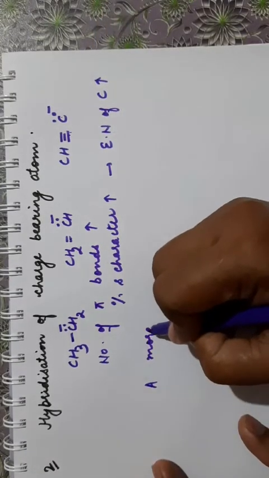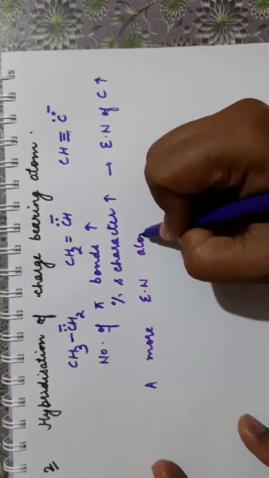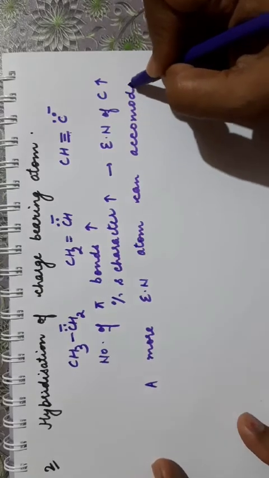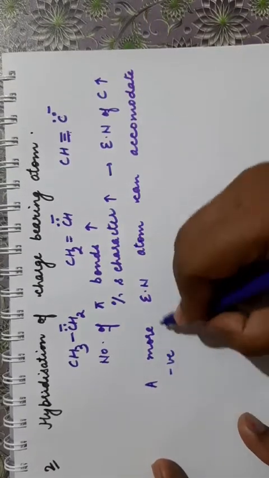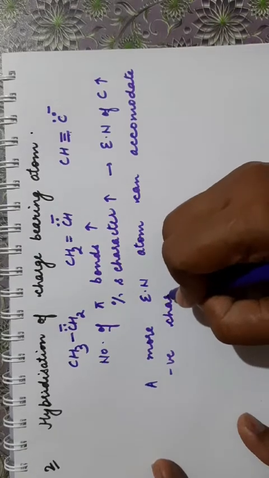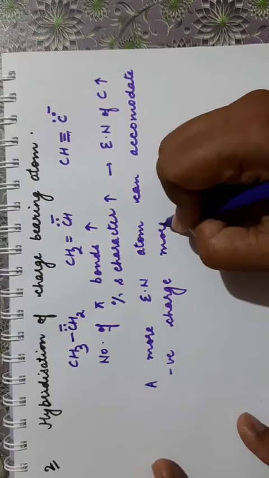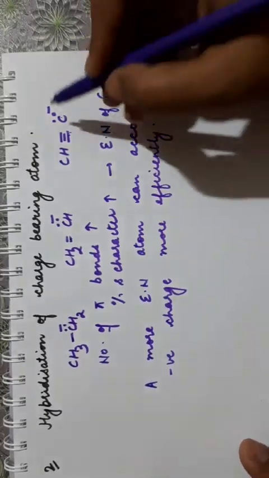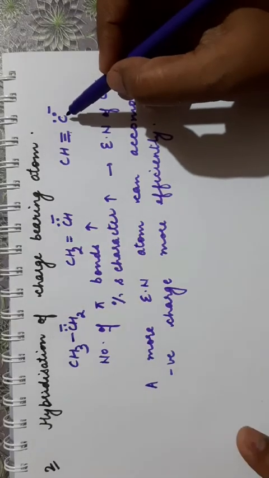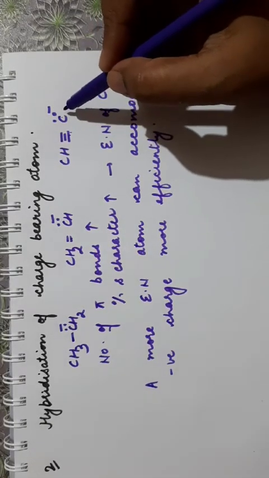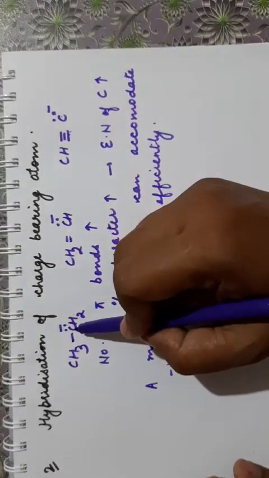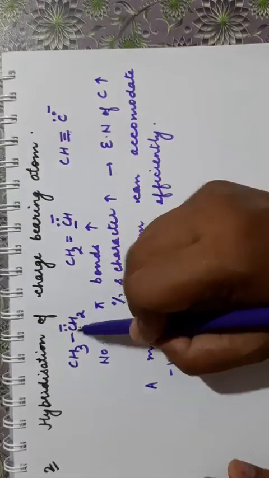A more electronegative atom can accommodate negative charge more efficiently. What does it mean? Negative charge is present here, it is most electronegative, so it will hold this electron pair tightly, so it will not be as unstable as these two cases. Similarly, this one will be more stable as compared to this because this carbon is more electronegative than this carbon.